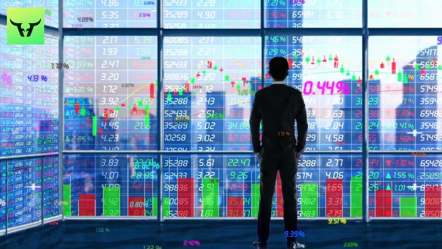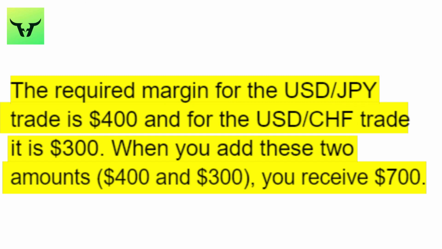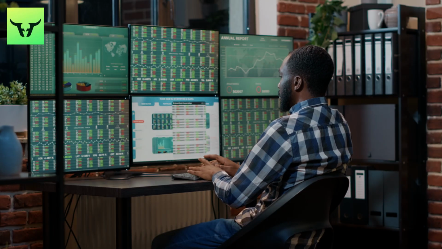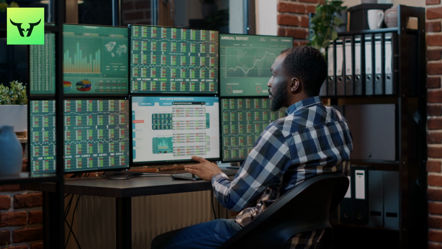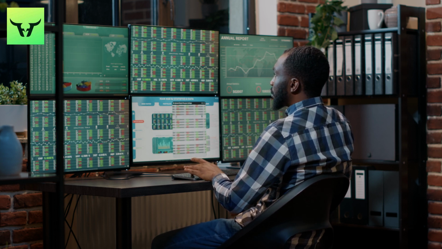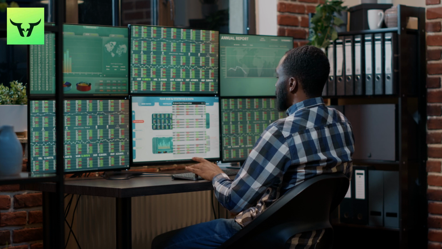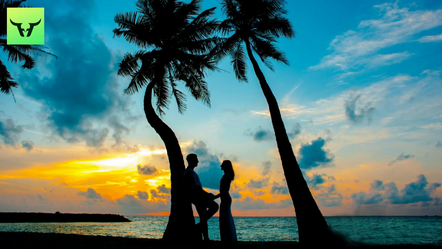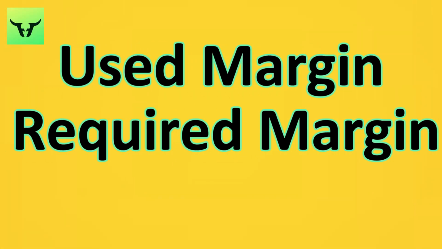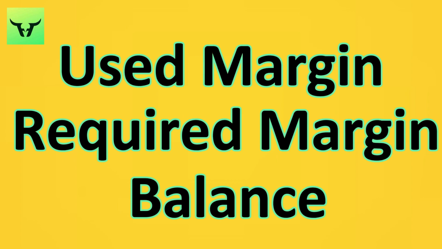Calculating used margin. The required margin for the USD JPY trade is $400, and for the USD CHF trade, it is $300. When you add these two amounts, $400 and $300, you receive $700. Because you have 2 open trades, your trading account's total used margin is $700. In summary, the used margin in your trading account is $700 due to 2 open trades, each with its own required margin. The relationship between used margin, required margin, and balance can be represented as follows.